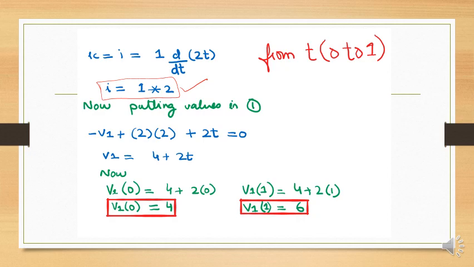We are going to put the value of current in our equation. What do we get? We get V1 is equal to 4 plus 2t. 2t is our V2 in this time interval from 0 to 1. We find out the slope from 0 to 1 in the first step, right? After that, as we have to find the value for both points from 0 to 1, when we put t as 0, we got V1 of 0 is equal to 4, and when we put the value of t as 1, we got the value of 6.